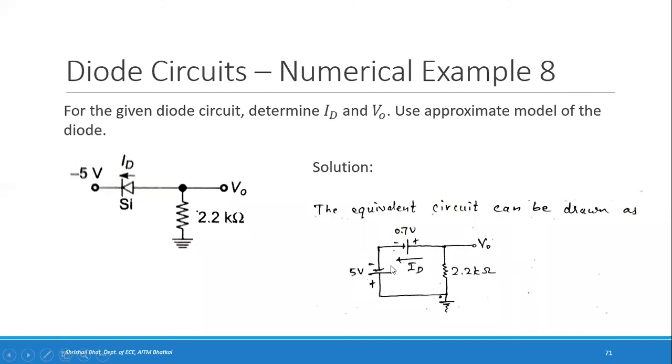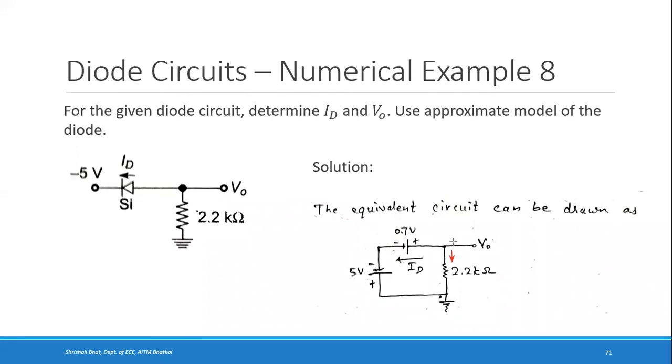You are also asked to find the value of V naught. What is V naught? V naught is the voltage from here to here, the voltage across this 2.2k resistance, in fact. So what is the voltage across a particular resistance? V is equal to I into R. What is the current through that resistance? What is the current from here to here? You are measuring V naught from here to the ground, so you have to consider the current in this particular direction.